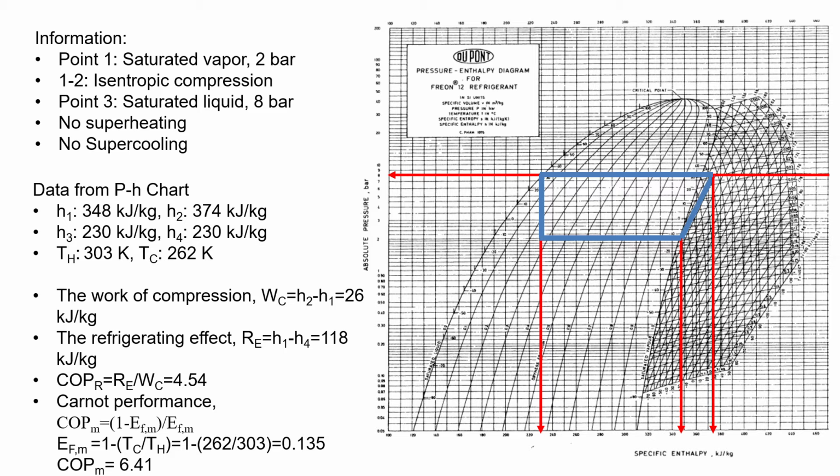I already made the solution here. Point 1 is at 2 bar, which is given in the problem. Why do we know it's saturated vapor? Because it says that there is no superheating. So first, find the pressure-enthalpy diagram. Make sure you bring the correct unit. This one is the SI unit.